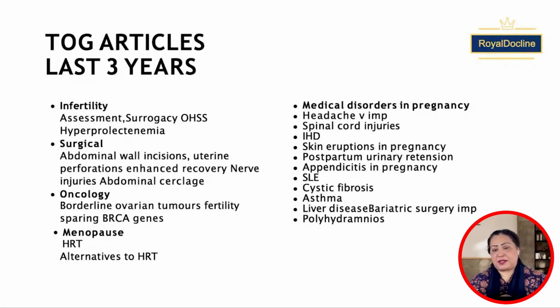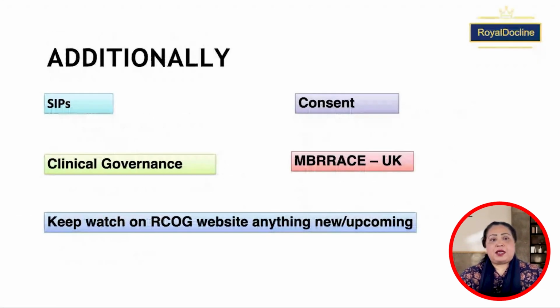Appendicitis in the pregnancy, systemic lupus erythematosus or SLE, cystic fibrosis is nicely written, asthma, liver disease, bariatric surgery, pregnancy after the bariatric surgery, polyhydramnios. So you can find many things in the TOG article. Rather than going here and there, you should try to find it out in the TOG articles.